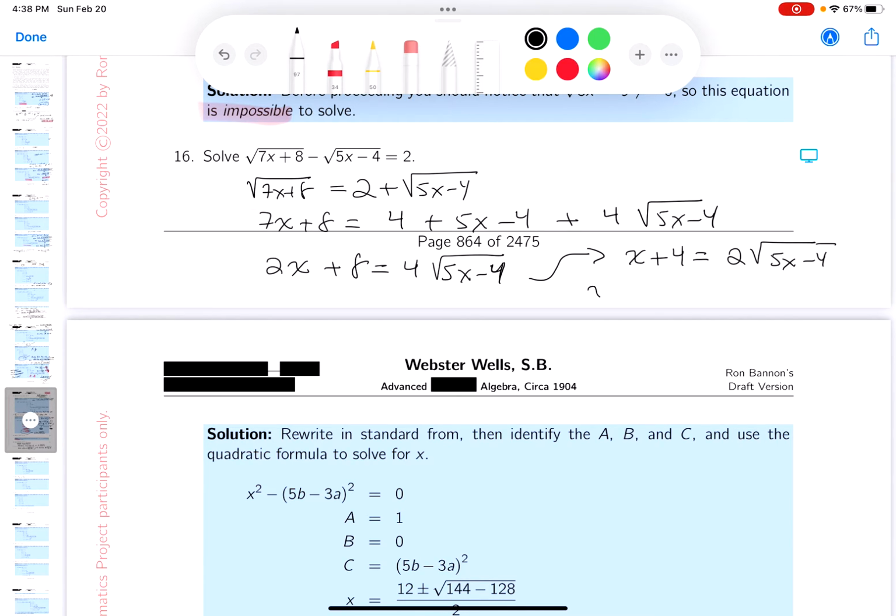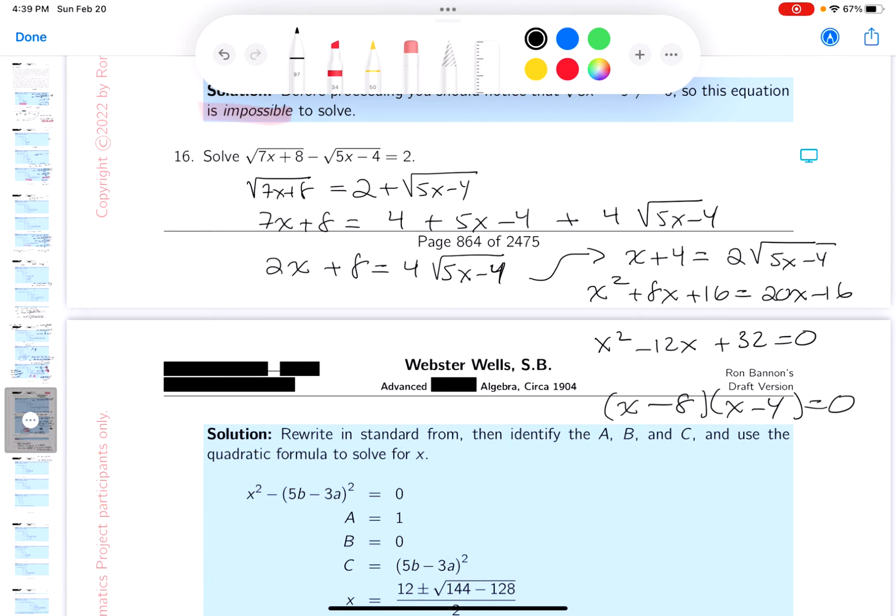I'm going to square both sides. That's x squared plus 8x plus 16 equals 20x minus 16. And then you're going to get x squared minus 12x plus 32 equals 0. And I'm not so spooked by that one, but let's see what happens here. And what would you get there? I'd say 8 and 4.